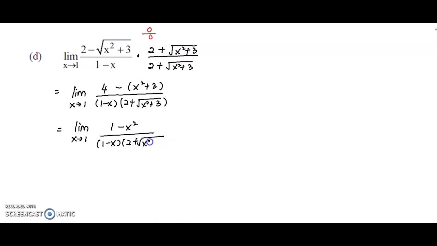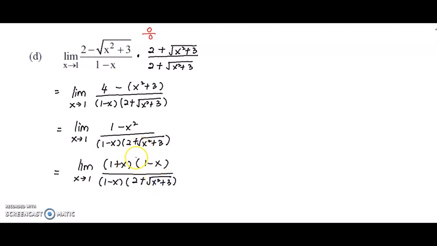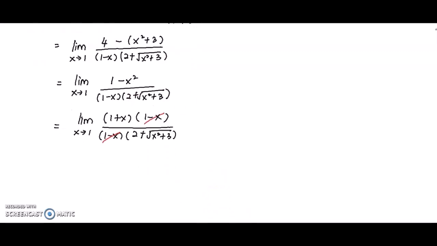down here you have 1 minus x, multiplied by 2 plus square root of x squared plus 3. After that, we can see that 1 minus x squared can be factorized as 1 plus x multiplied by 1 minus x. This is divided by the 1 minus x, 2 plus square root of x squared plus 3. After we have this, we are going to simplify further by cancelling the 1 minus x. Once we cancel the 1 minus x, we can just use the substitution method to substitute the 1 into here.